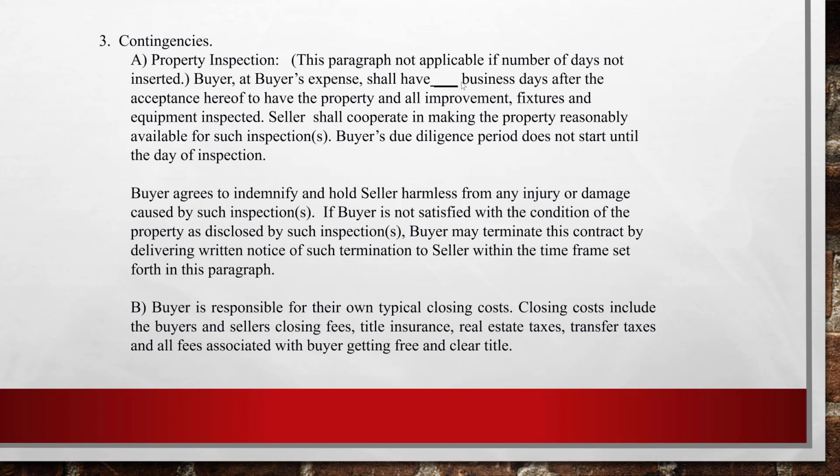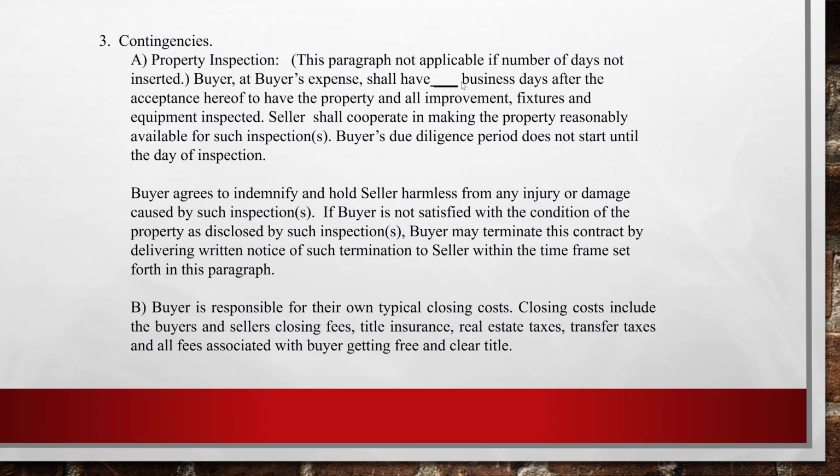Buyer is responsible for their own typical closing cost. Closing costs include the buyer's and seller's closing fee, title insurance, real estate taxes, transfer fees, and all fees associated with the buyer getting a free and clear title. What is that telling you? It's telling you that you're paying all the closing costs for that individual seller. It does not say you're paying off liens or back taxes. It's talking about title insurance and closing fees here.